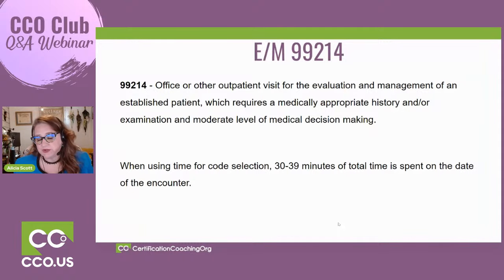Also, we could use time. And if we do use time for the E&M, then this would be 30 to 39 minutes total time spent on the encounter. Now, we're not going to talk about the time. That's somewhat of a no-brainer. That's a given. What we're going to talk about is what constitutes moderate level, and within those, give examples.